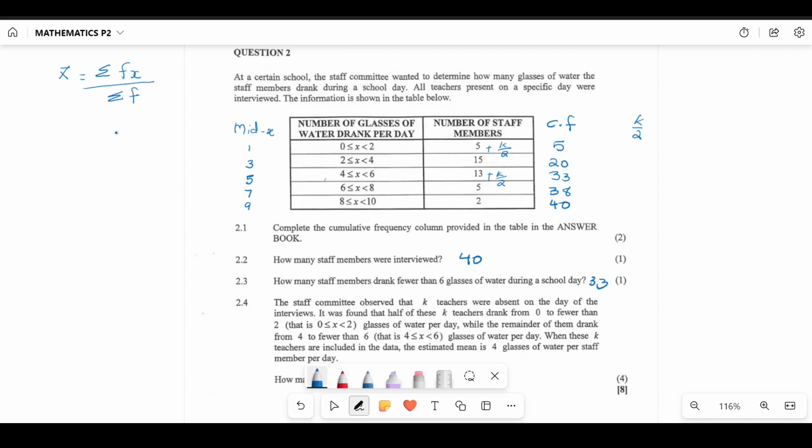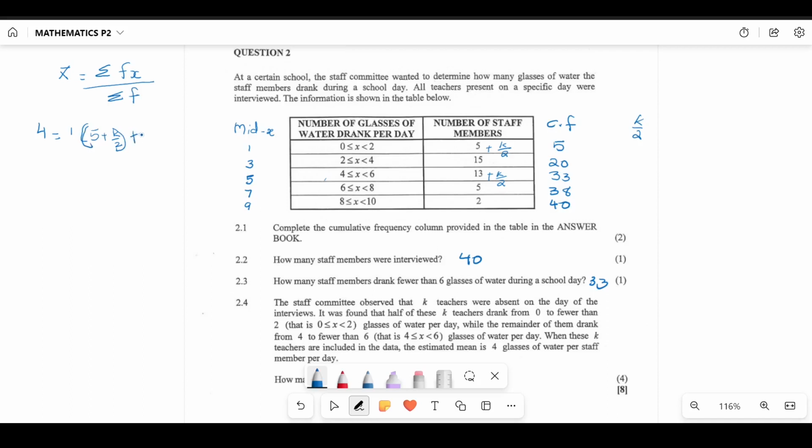So sigma fx. The mean is already available, the mean is 4 here. Let's find the fx, that means x times f. The frequency is not 5 here anymore, because now you added the teachers who were absent, and they are in the first interval. So x is 1 here, and the frequency is 5 plus k over 2. That is fx for the first row.